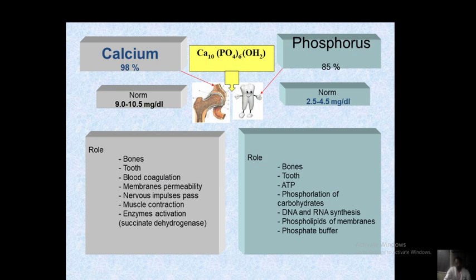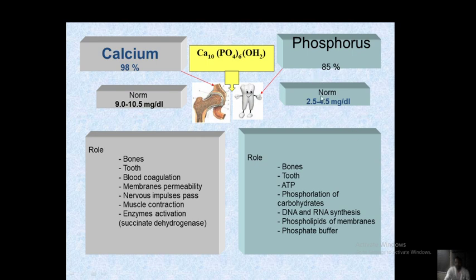it is required for coagulation, membrane permeability, nerve impulse, which we discussed just now, muscle contractility, discussed just now, and enzyme activation. There are certain enzymes that require calcium as a cofactor, for example succinate dehydrogenase. If the level of calcium is low, the enzyme activity will decrease, or sometimes be zero. So you know, electrolytes like calcium, phosphate, sodium and potassium play a very important role in our body.